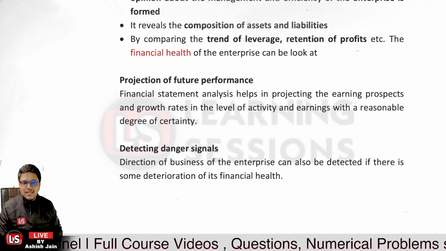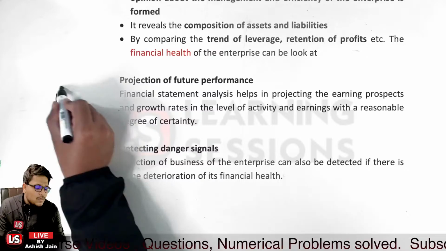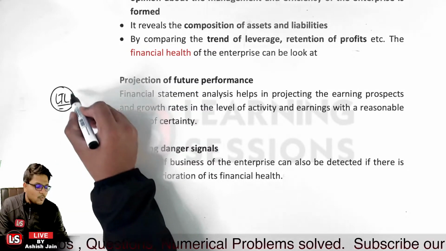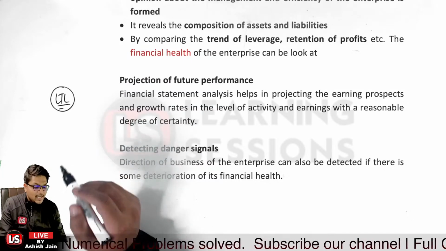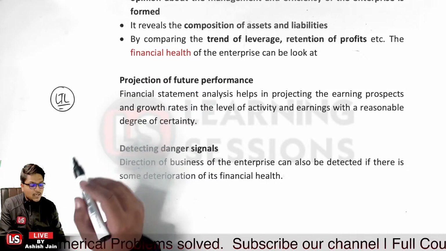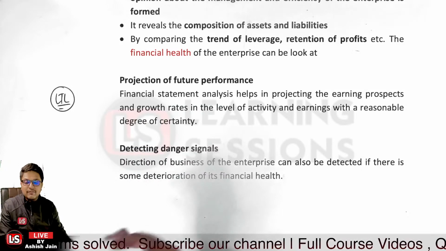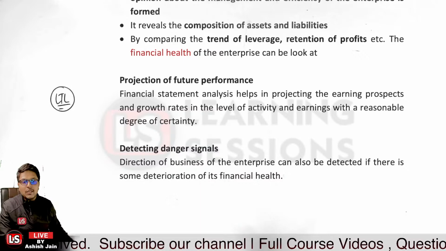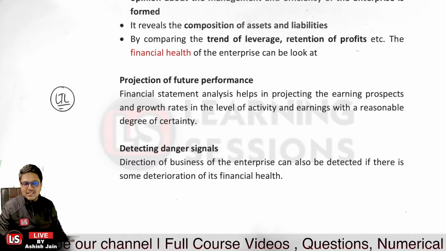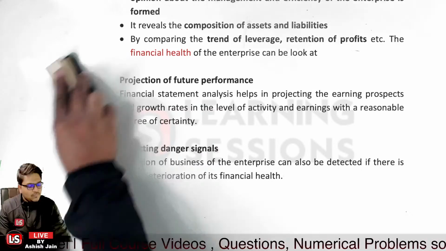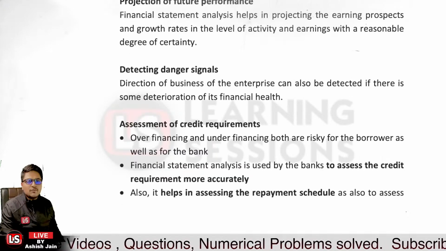If I say that the long-term liabilities are very high, that is, borrowing from the banks or in the form of debentures, bonds, etc. is quite high, then we will be saying that the firm has higher leverage. That is a danger signal itself. So financial statements do help us detect the danger signals.